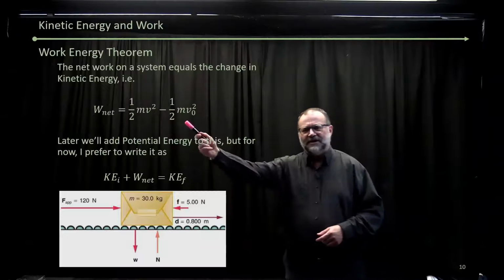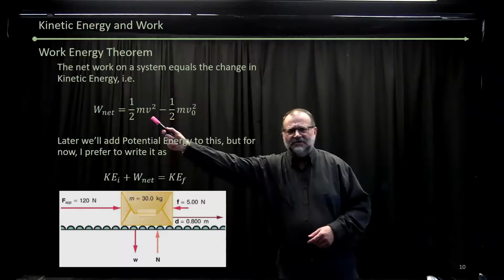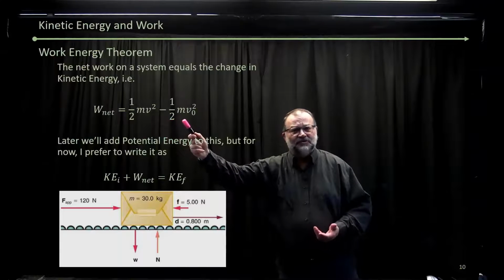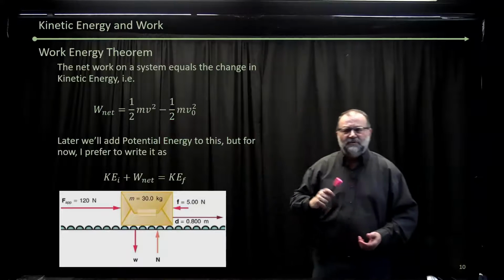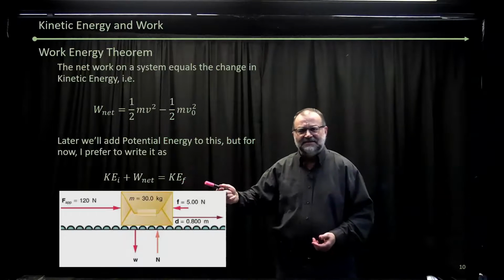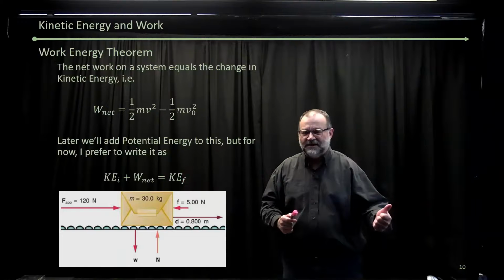So your initial kinetic energy is here. This is your final kinetic energy. So you take your final kinetic energy, your final velocity, minus your initial kinetic energy, and you get the net work done.